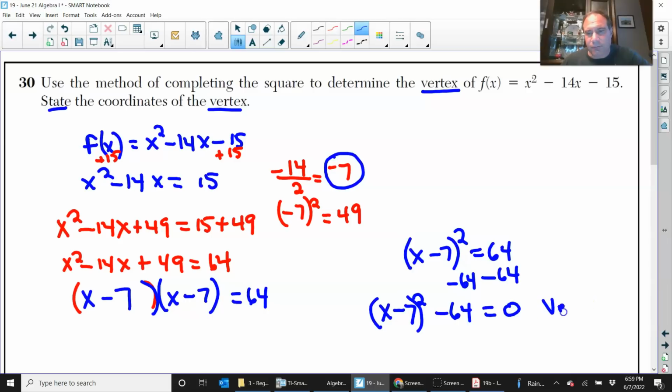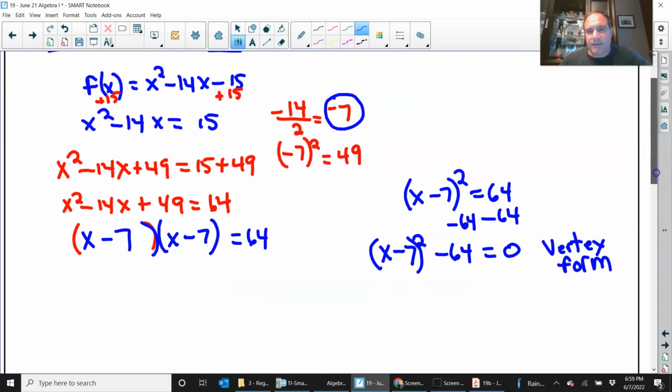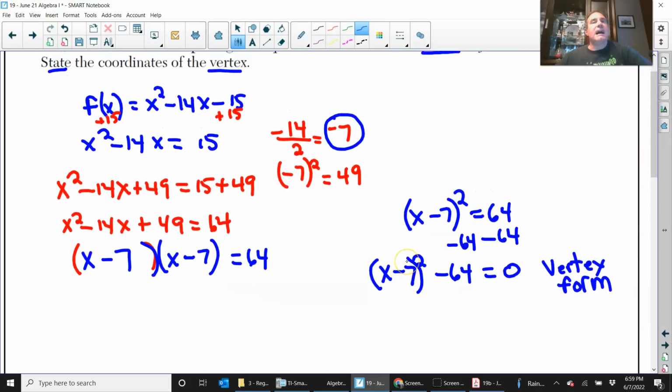This is vertex form. And your vertex is the number inside the parenthesis, the opposite of that number. Just think of negative 7 squared is not going to be that negative 7. It's like positive 7, but it's not the way it works. But that's the way I think of it. It's like, all right, the opposite of what's inside the parentheses. So we're talking about the vertex right here, of 7. And outside the parentheses, this minus 64, it stays the same.